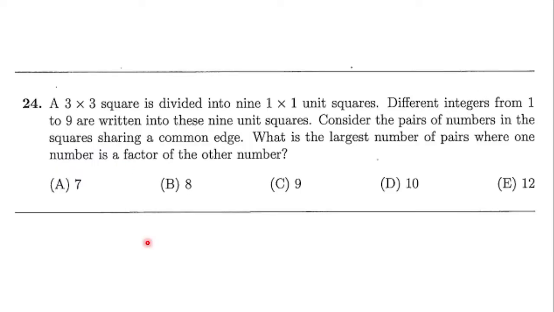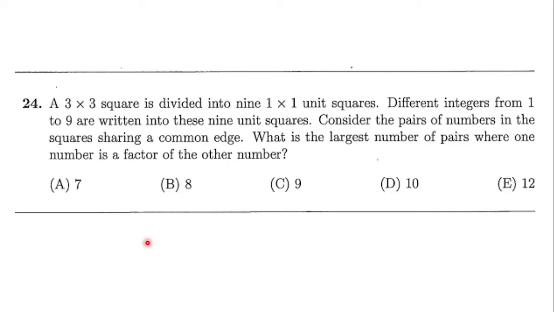Question 24. A 3x3 square is divided into 9 1x1 unit squares. Different integers from 1 to 9 are written into these 9 unit squares. Consider the pairs of numbers in the squares sharing a common edge. What is the largest number of pairs where one number is a factor of the other?